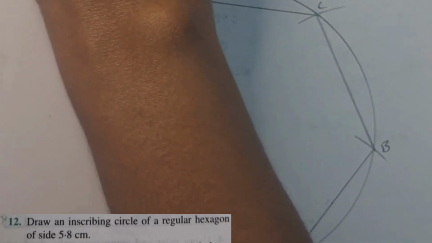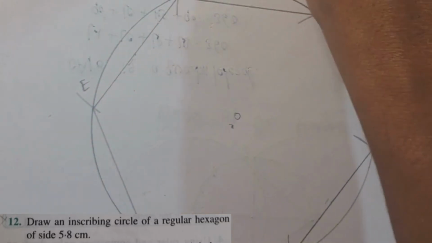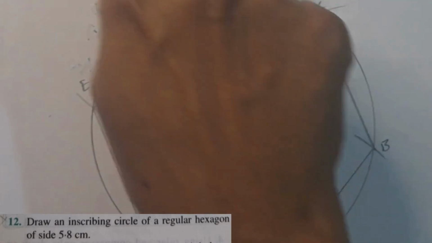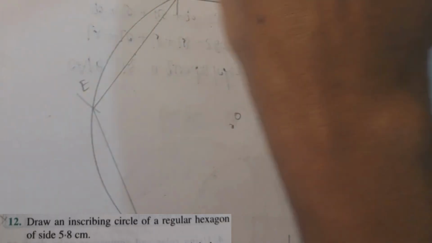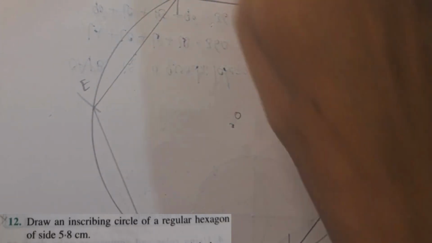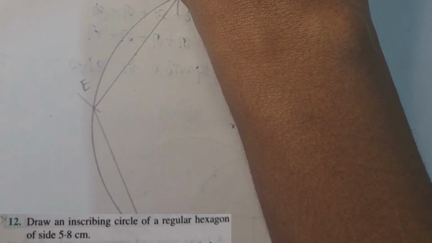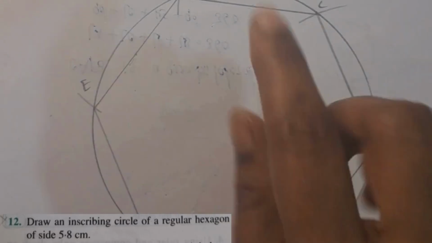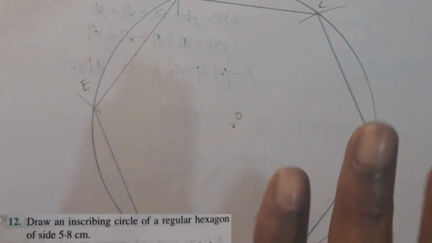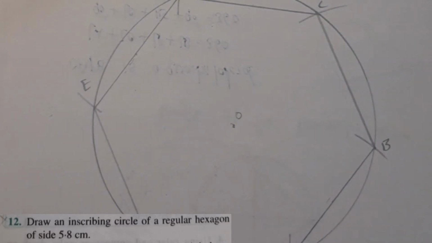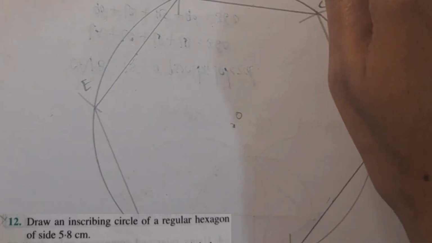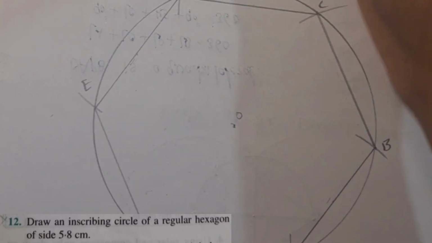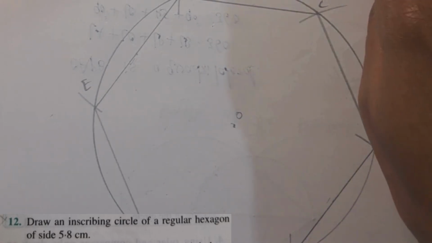Next problem is the 12th one. Draw an inscribed circle of a regular hexagon of side 5.8 centimeters. Already we did the same type of problem in the 11th one. So directly I have drawn here, but an inscribed circle we have to draw in this problem. I did a circumscribed circle, but we want an inscribed circle. Here only I will do the inscribed circle. Till here we already know how to find each interior angle of a regular hexagon, 120 degrees. We can use this formula.